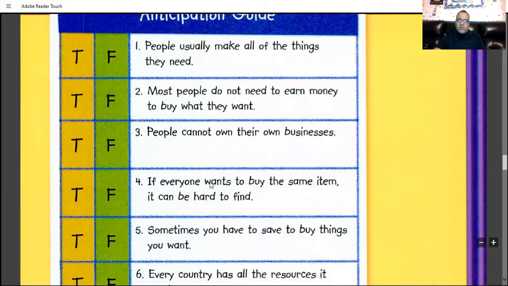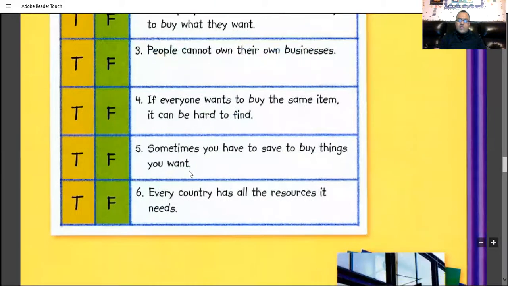It's a false. If everyone wants to buy the same item, it can be hard to find. That is true. Sometimes you have to save to buy things you want. Sometimes you don't have enough money to buy something right away. So yes, you save it. Every country has all the resources it needs. No country has everything we need. We need to get things from others.